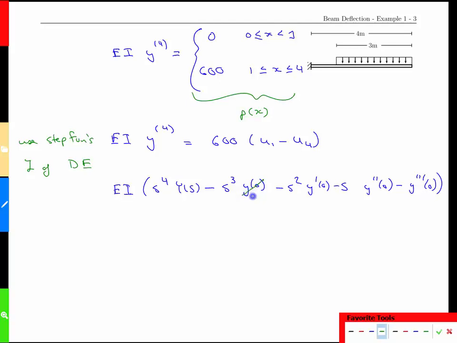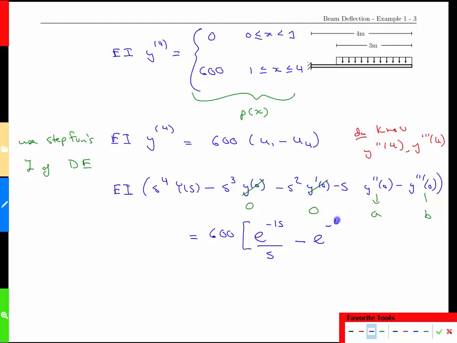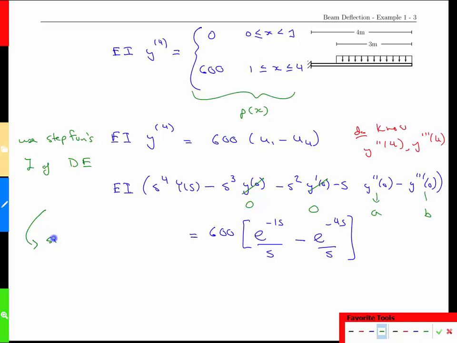Now the issue is, we know two of these values already. They're 0 and 0. But these ones we don't know, so I'm going to just give them quick names here. We'll call them A and B. Remember, what we do know are those values at 4, but they don't help us right now. So we're going to have to solve for those later. Now what about the right-hand side? Well, in this case the function is nice and simple, it's constant, and the step functions then have a simple transform of e to the minus 1s over s and e to the negative 4s over s. Our next step is to simplify.